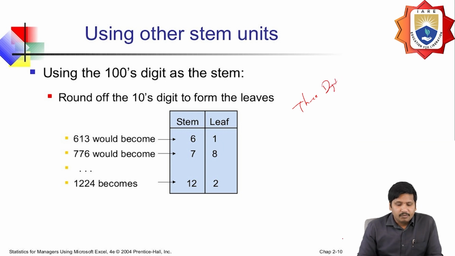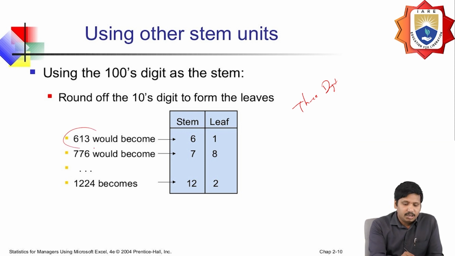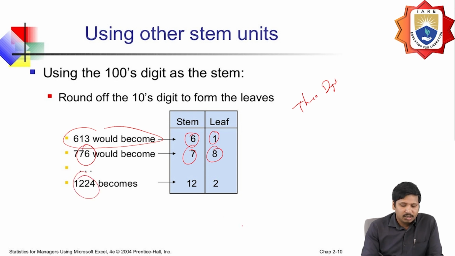So in the stem, if I'm going to consider 6 here, in a 3-digit number, the stem should be the 6 and the leaf should become 1. And similarly for this stem, the leaf should be 8. So we have to round off to the next nearest number. And here in a 4-digit number, the stem should be 12 and the 2 becomes the leaf.